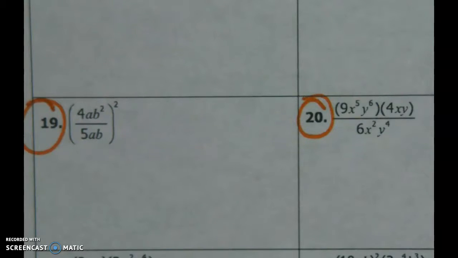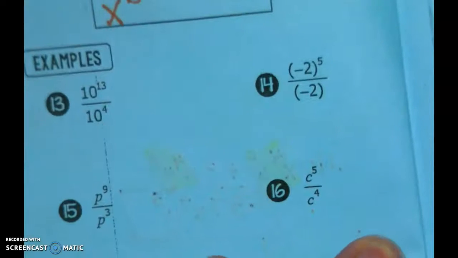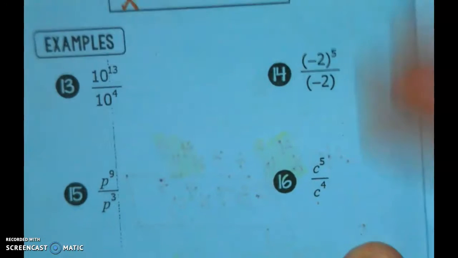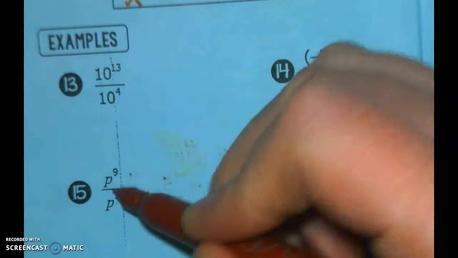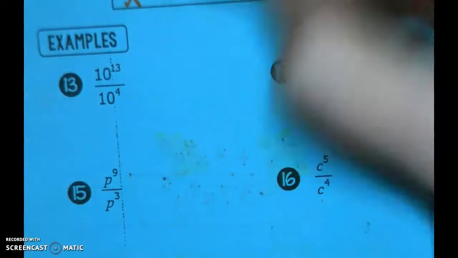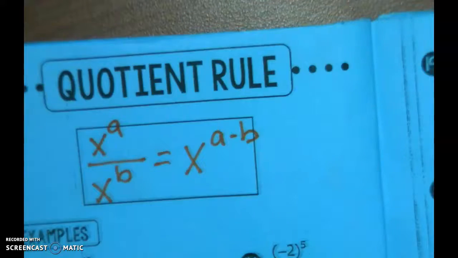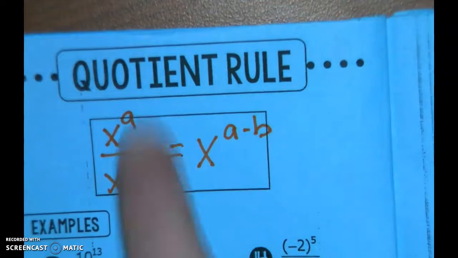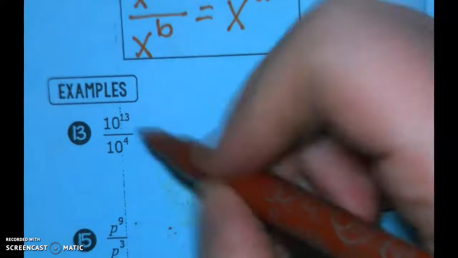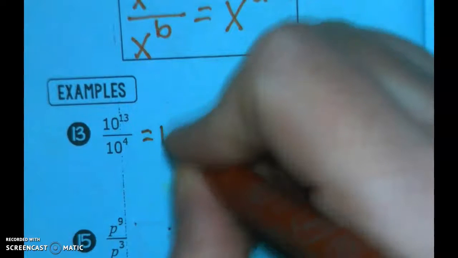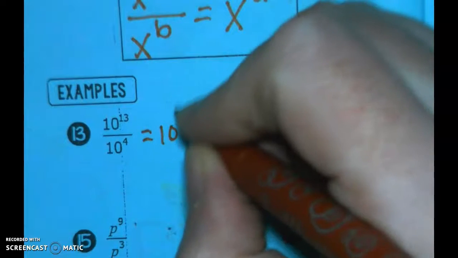And I'm going to go over to my little book. I'll zoom out a little bit because it's a little bit bigger. So for those of you who are lost, these are easier. So 9 minus 3, because that's what our rule says. When you're dividing and they have the same base, you just subtract the exponents because they cancel each other out. So 13 minus 4 is 10 to the 9th.